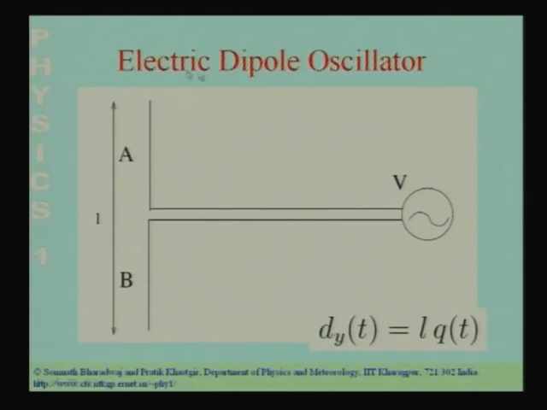So, when you are quite far away, at a distance which is much larger than the length of this, and when the oscillations here are quite slow, you can think of this as an oscillating electric dipole, and I shall go into a little more detail of this shortly later.